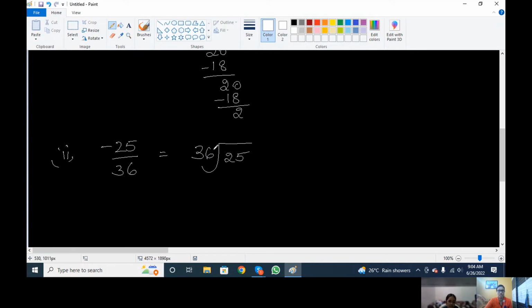So 25 is too small for 36, 0 times. Now put a point and place 1 0. 36 6s are 216, 36 7s are 252. Let's check: 7 times 6 is 42, 7 times 3 is 21, 21 plus 4 is 25, so 252. It's more, so multiply 36 by 6. How much is it?